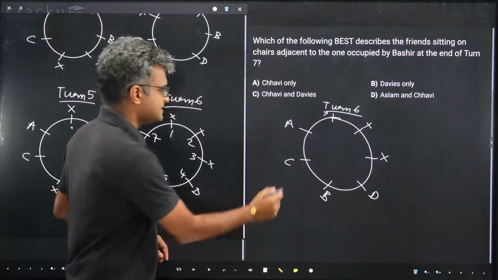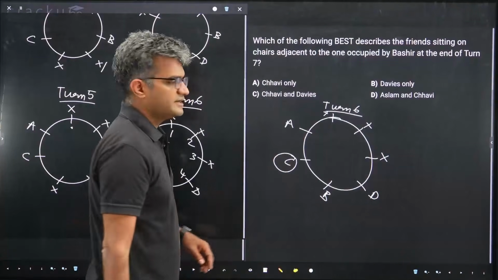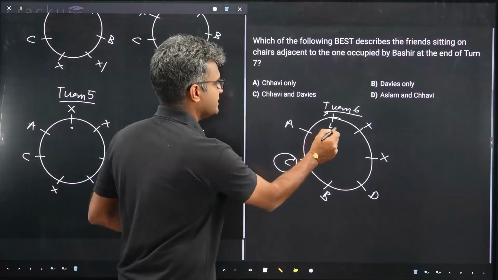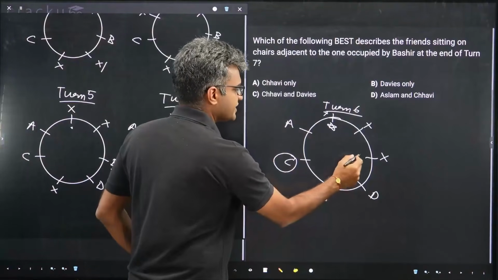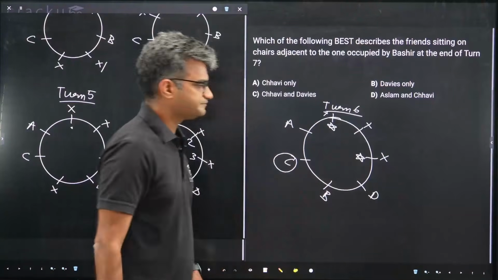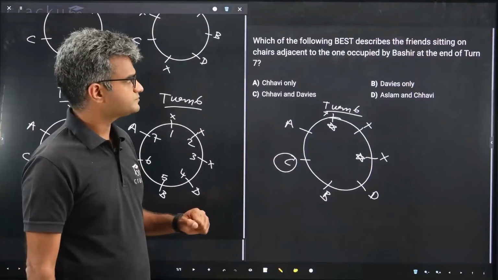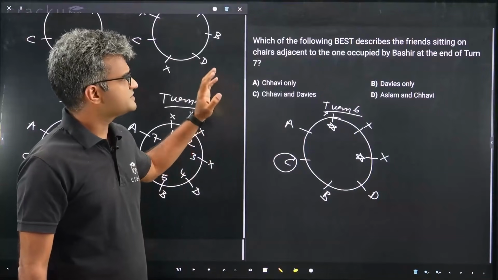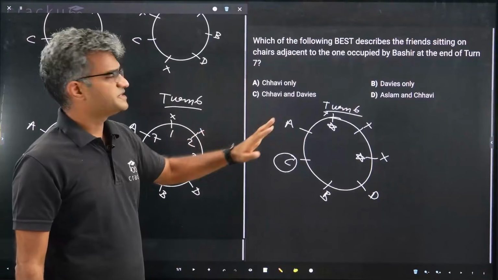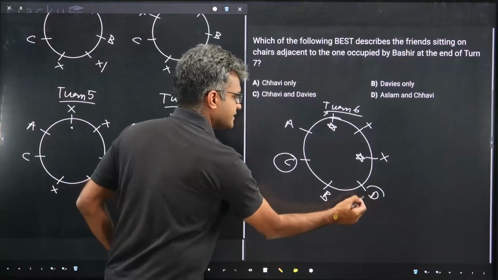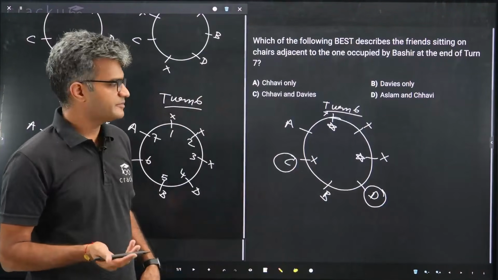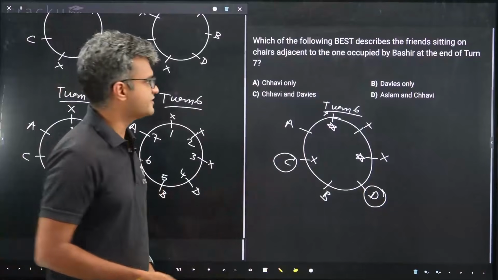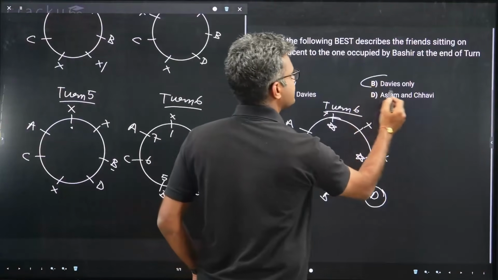In turn 7, C is moving. From here, C will move either over here, if he is moving in clockwise direction, or if he is moving in anti-clockwise direction, he will move here. This is where C is going to move. So the person who is going to sit beside Bashir will be only D, because this will become an empty chair. C will move from here, it will become empty. So the only person who is sitting beside Bashir will be Davis, which is option B.